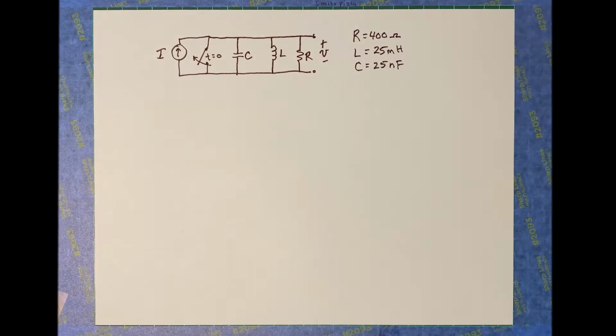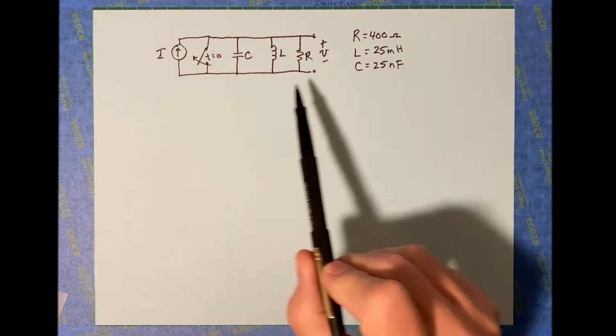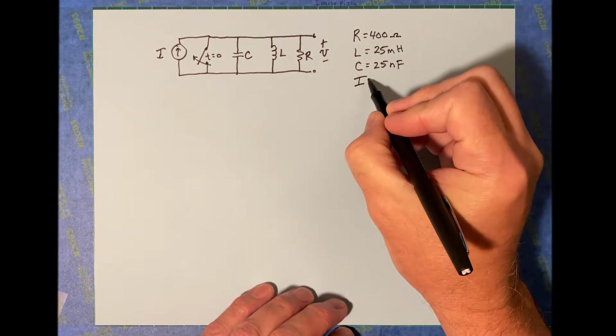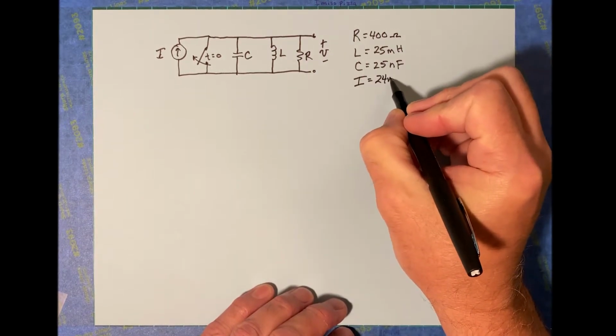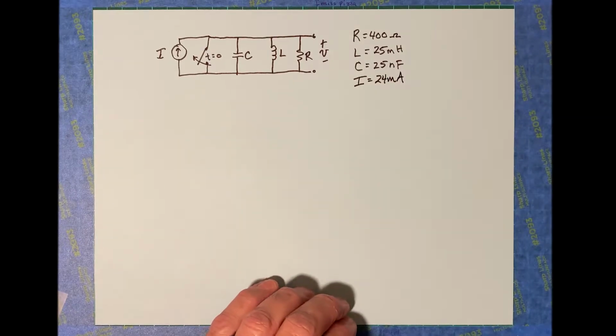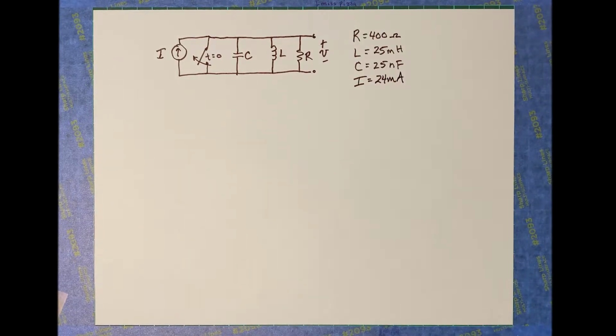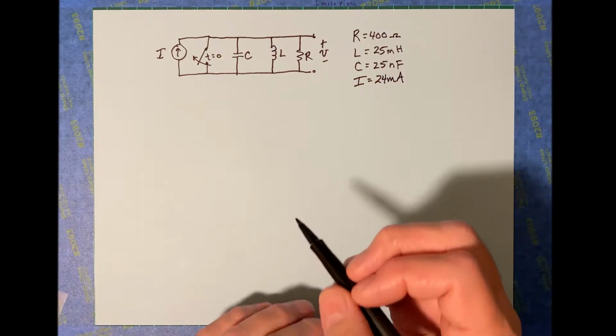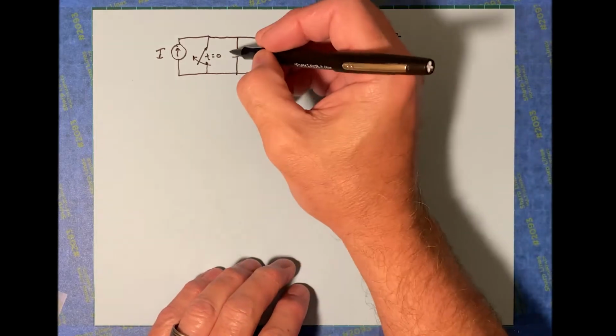All right, so very quickly we got this. All I did is take the example that we have and assign some values here. Let's make I 24 milliamps like that. Okay, let's think it through first of all. You understand the problem.